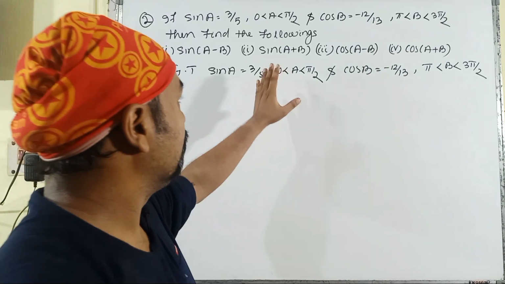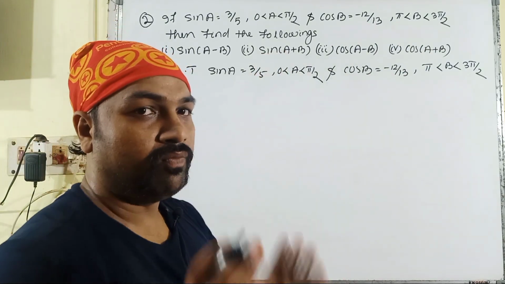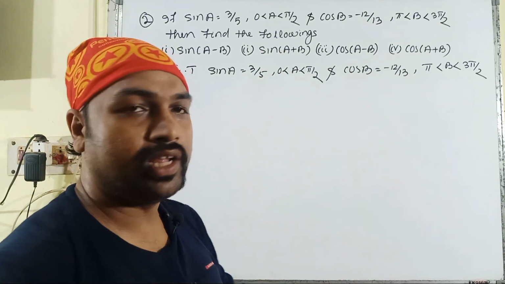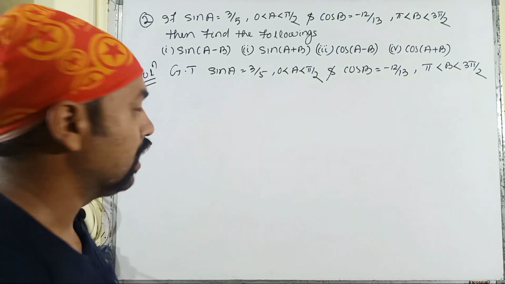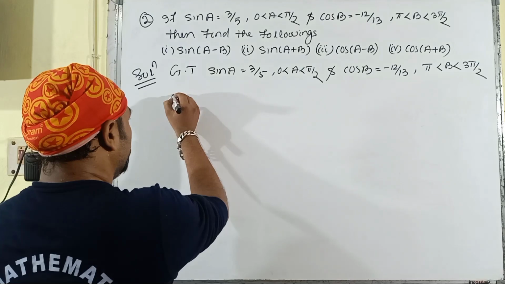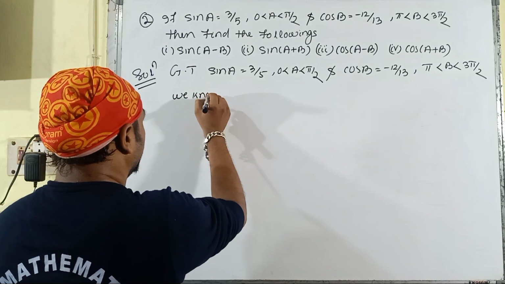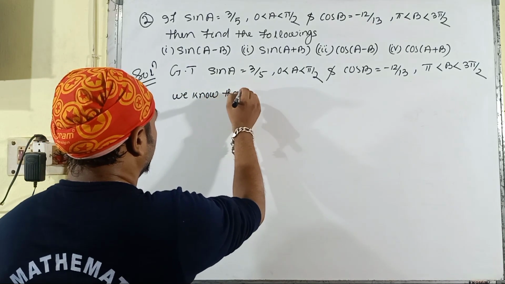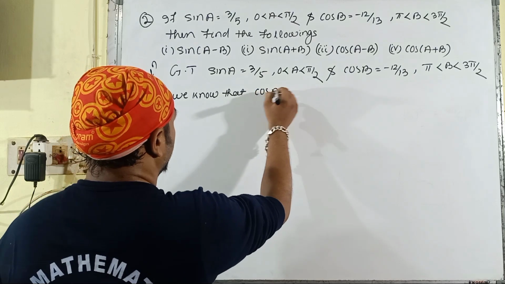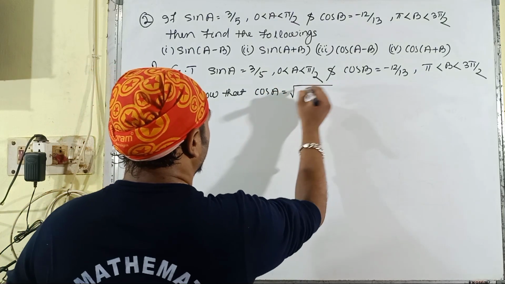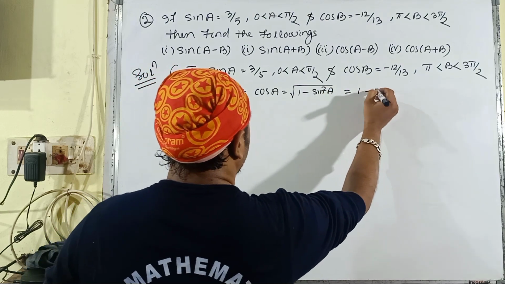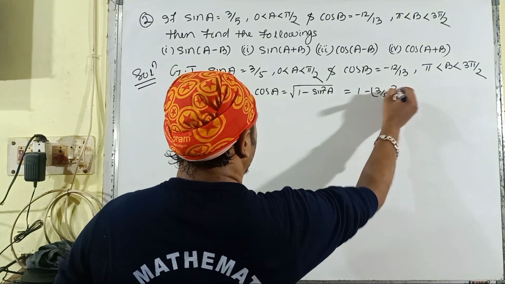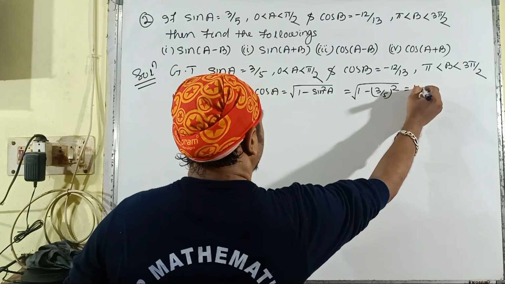We have to evaluate these values by taking the help of sin A, cos A, sin B and cos B. Here this is sin A, so you have to evaluate cos A. We know that cos A is equal to square root of 1 minus sin square A, and the value is 4 by 5.